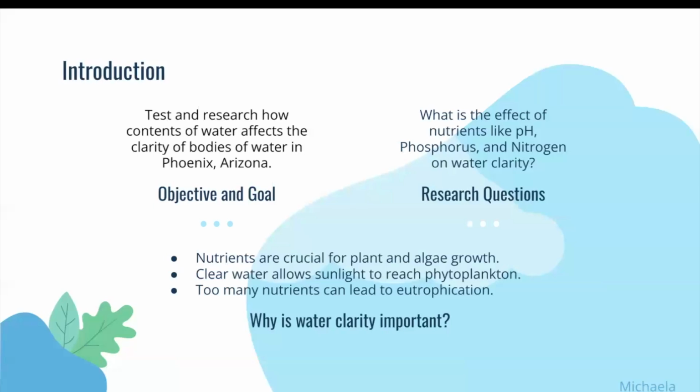And then if we have too many nutrients in these bodies of waters, it can actually cloud the water and make it harder for sunlight to reach in, and those photosynthesis processes aren't going to occur as well, and they're going to be harder to complete.